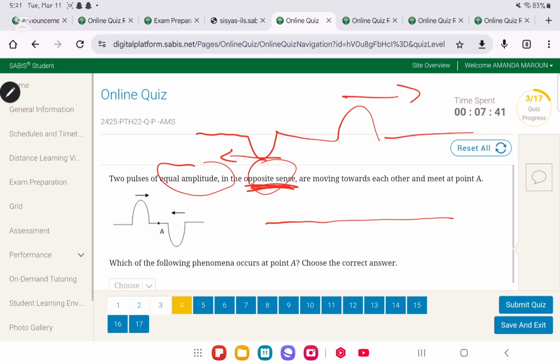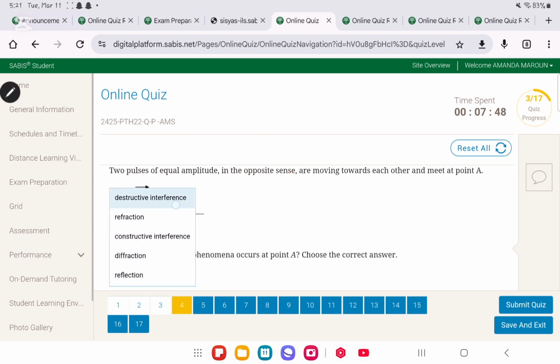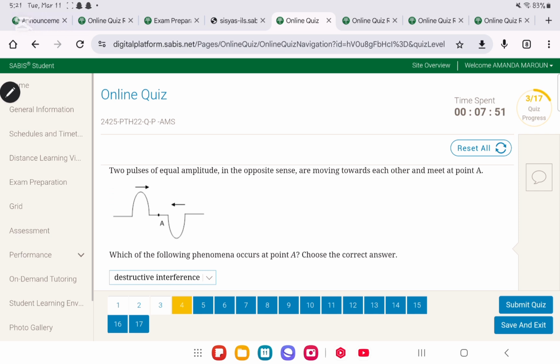So when they meet at point A, what's going to happen? It's called destructive interference. Interference means the meeting of two waves, whenever two waves meet. So when they are both going in opposite senses, meaning that one is up and one is down, and they're both going in opposite directions, then for sure this is called destructive interference, because it's not going to build a bigger wave, it's going to either build a smaller wave or just make a flat line if they have equal amplitude.